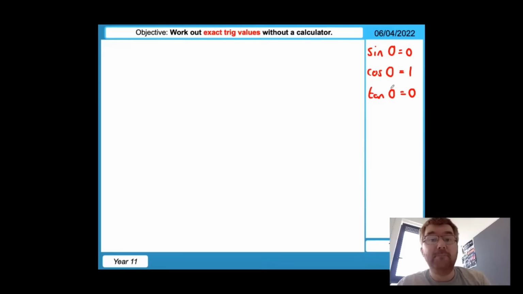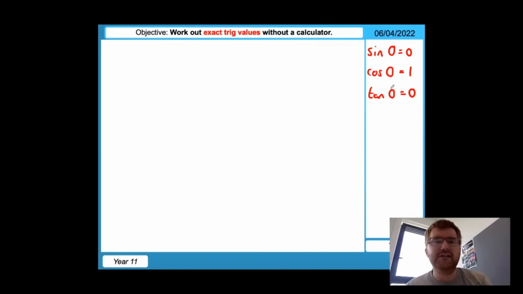Right, let's get started. So you should know, first of all, sine 0, cos 0 and tan 0. These are worth learning off by heart, and you'll see them just there on the screen. But now let's work out these things like sine 30 or cos 45 and how to know those off by heart. And the way I like to do this is by using two very special triangles.